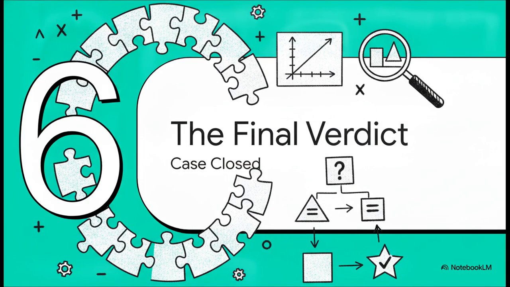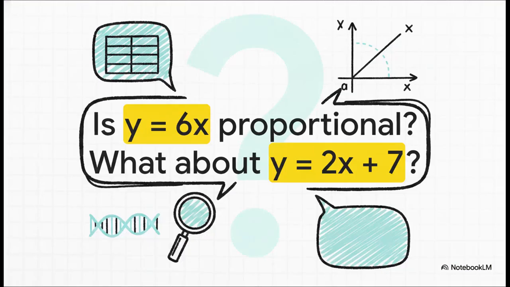Finally, Section 6, the final verdict. As we wrap up our investigation today, we've seen that tables expose a broken ratio, graphs show a line missing the origin, and equations act as the ultimate DNA test.